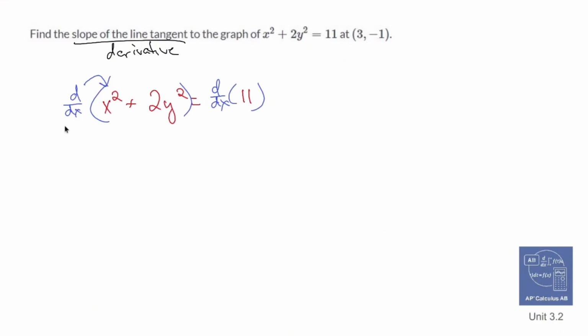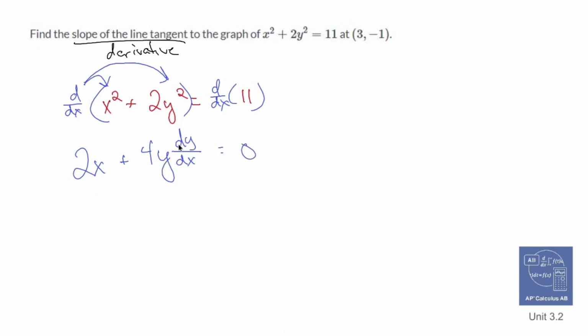The derivative with respect to x of x squared is just 2x, nothing fancy. When you take the derivative with respect to x of a y term, you still take the derivative. So drop the 2 down to 2, multiply them together, that gives you 4. 2 minus 1 is 1, so the derivative of 2y squared is going to be 4y. However, since we're taking the derivative with respect to x of a y term, you have to attach dy/dx to it. Every single time. The derivative of a constant is 0, so nothing crazy.